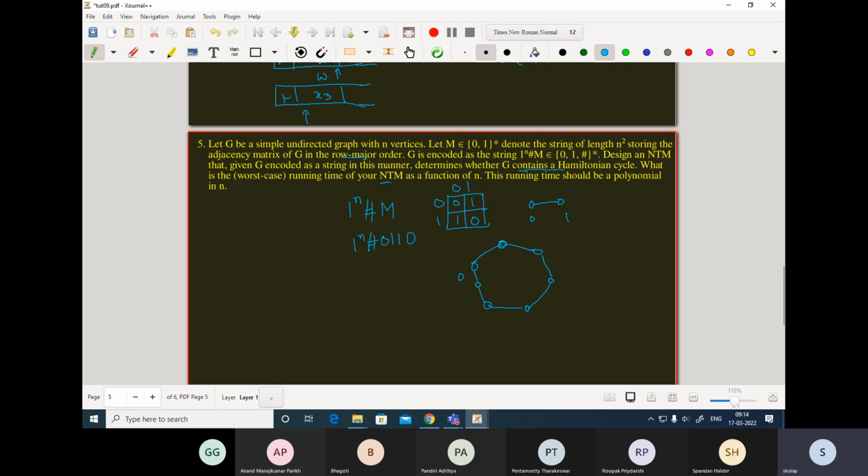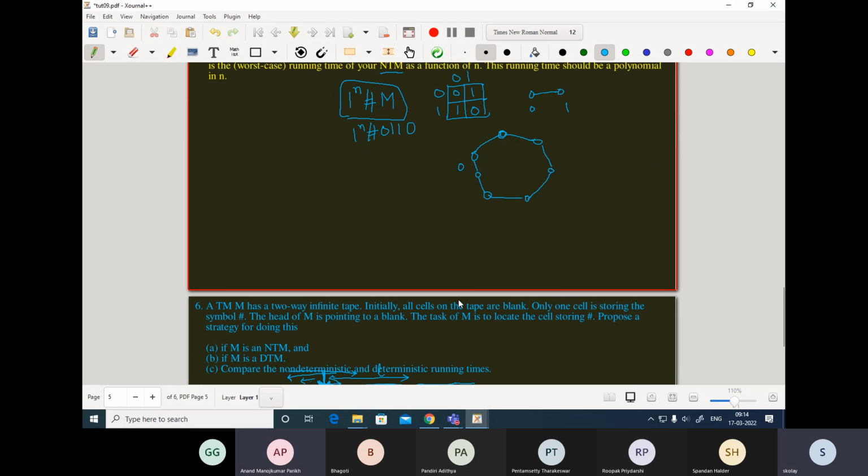Your job is to design an algorithm for a non-deterministic Turing machine that determines whether G contains a Hamiltonian cycle or not. This is the encoding of G, and you can assume that you have constantly many tapes. You can assume that your tape head can stay stationary. You can assume all the other equivalences that you've seen. You can assume all that. And you then have to determine the running time of the algorithm, polynomial in n. Okay, so I'll leave it at this.